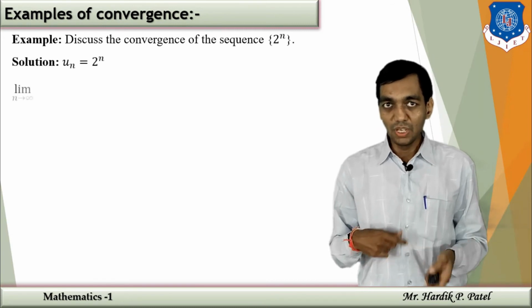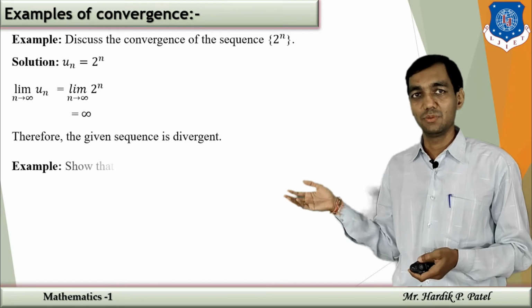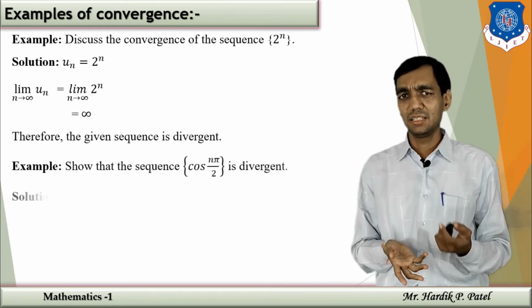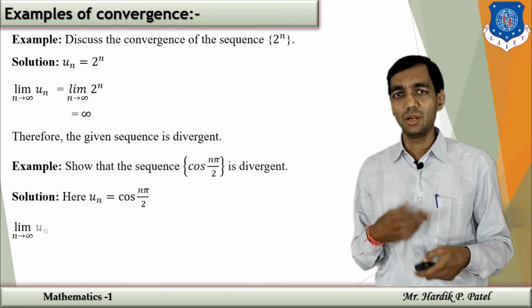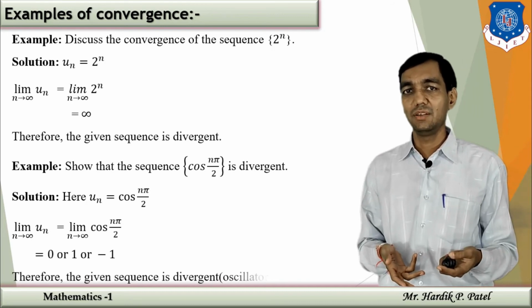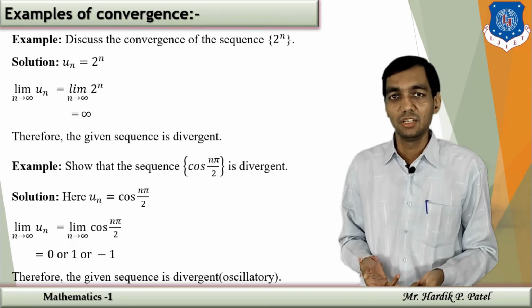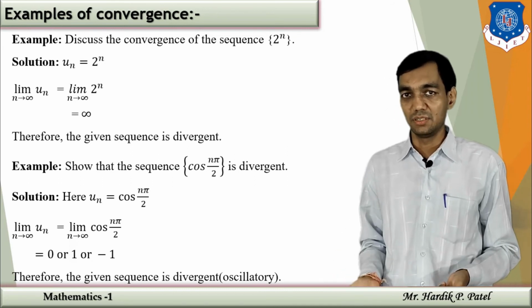Now we are going on to the next example: discuss the convergence of the sequence 2 raised to n. Here we have a simple exponent form, and if you apply the limit, then the limit of 2 raised to infinity will be infinite. 2 raised to n, where n tends to infinity, has limit infinity. So the sequence is directly divergent.